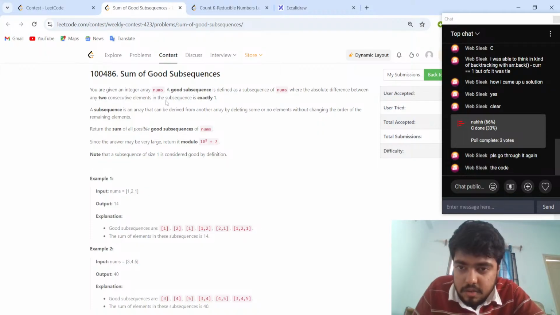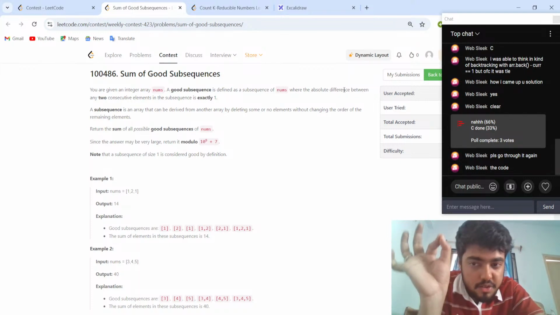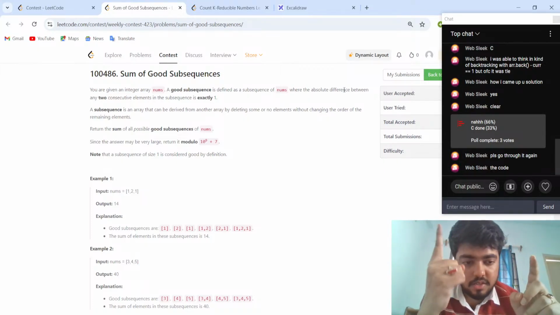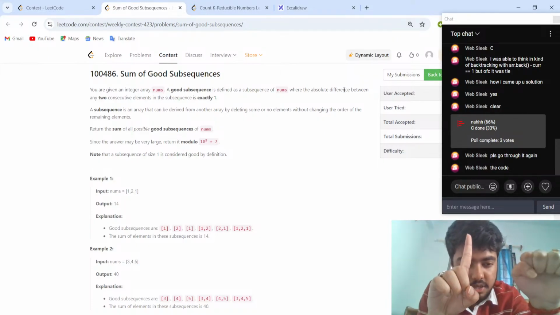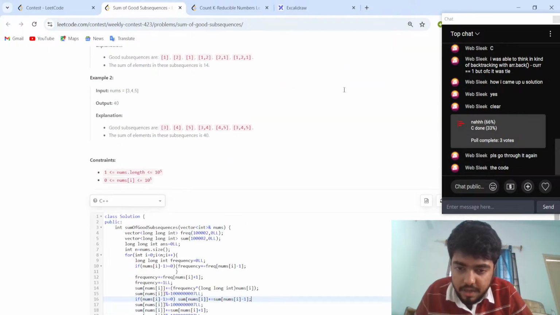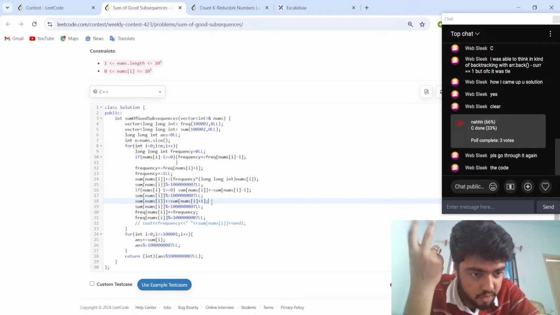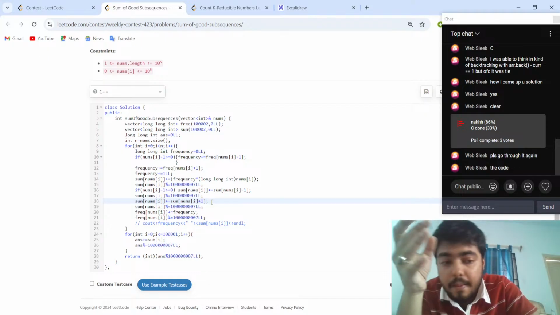a good subsequence is defined as a subsequence of nums where the absolute difference between any two consecutive elements is exactly 1. So if there are two elements and one is 1, the other can be either 2, so that the absolute difference between them is 1, or 0, so that the absolute difference is also 1. Clear? So that is the reason why we take nums[i-1] and nums[i+1] also. These are the two places that we are going to derive our values from. Okay, the derivation is clear, because you just confirmed that.